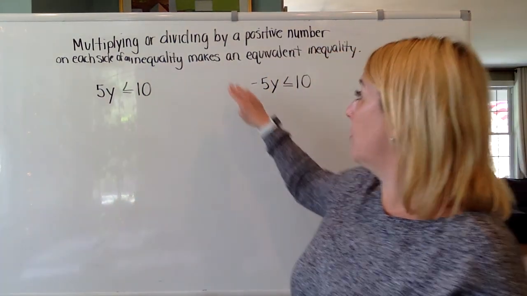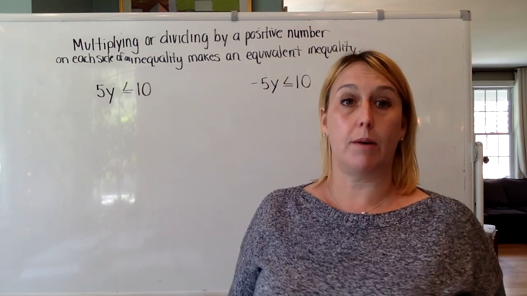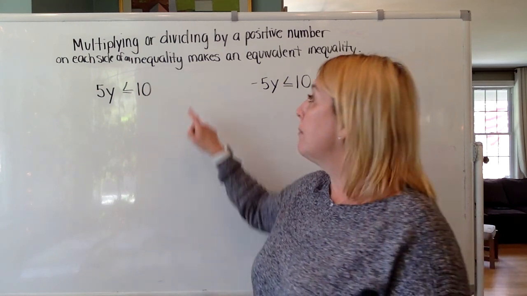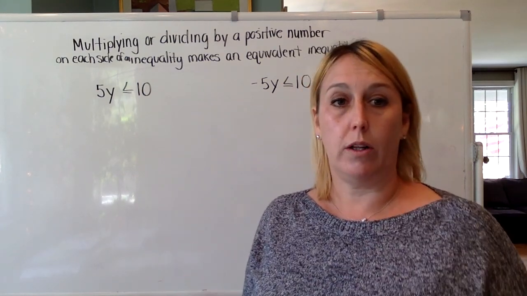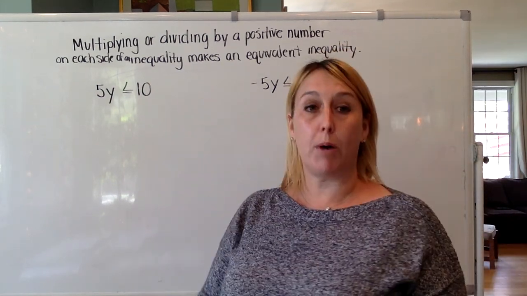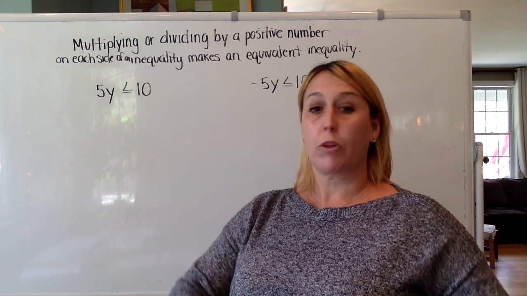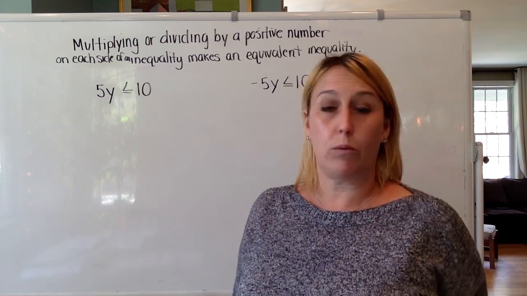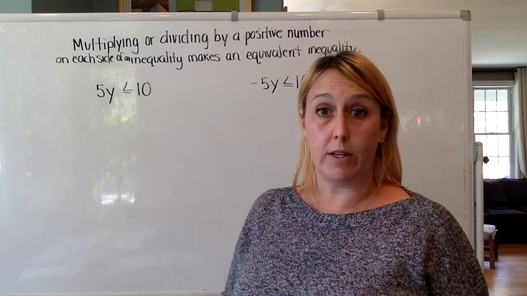First I'm going to talk about how multiplying and dividing by a positive number on each side of an inequality makes an equivalent inequality. So what you need to know is when you're multiplying and dividing by a positive number with inequalities, you do it just like you would when we've been doing it with equations, okay?